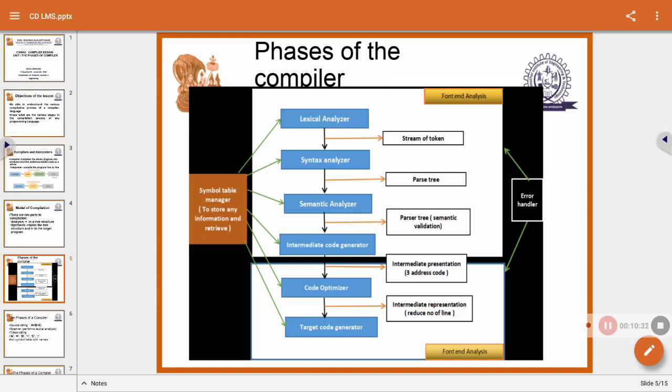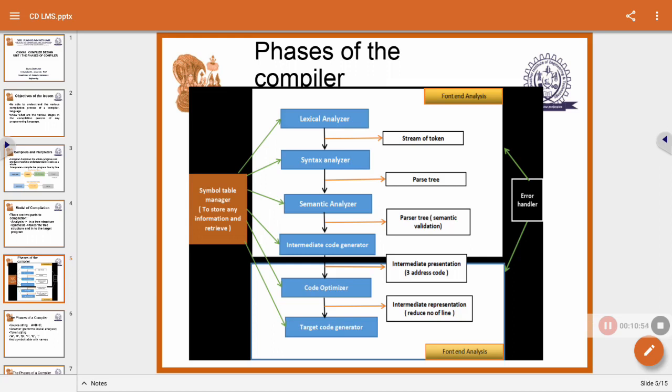So look at the diagram. The compiler phases are divided into two parts, front end and back end, along with the symbol table manager and error table handler. Now we are going to take an expression. Let us see it from the initial stage.